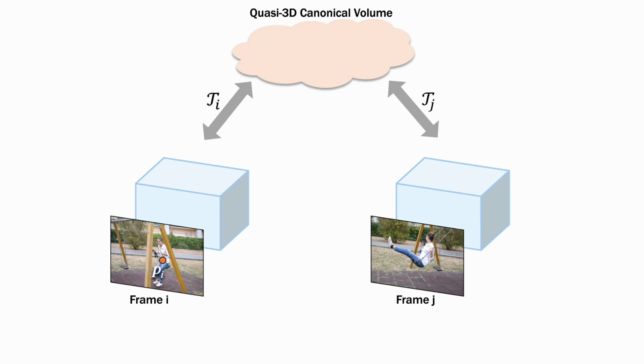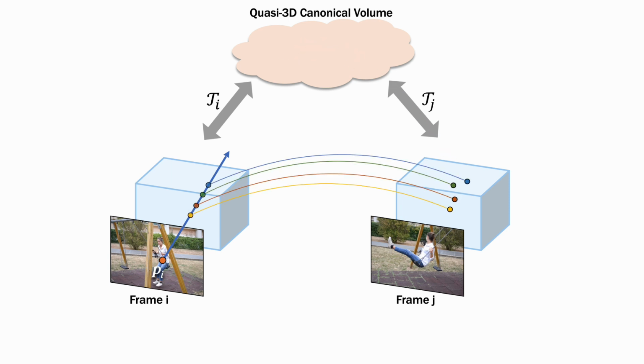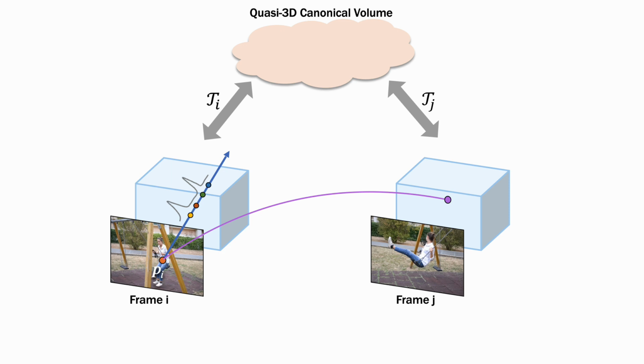To compute correspondence, we use a rendering process similar to NeRF. Given a query pixel in frame I, we sample a set of 3D points along its ray. We map these points into the canonical frame and back to frame J to get their corresponding 3D location in frame J. We also get their density from the canonical volume, which can be used to alpha composite all of the mapped 3D location to a single location in frame J. Finally, we'll project it to 2D to get the corresponding 2D location.